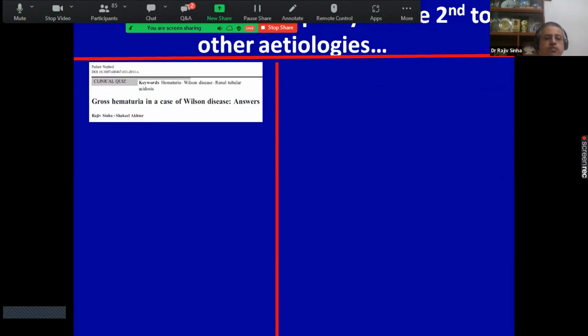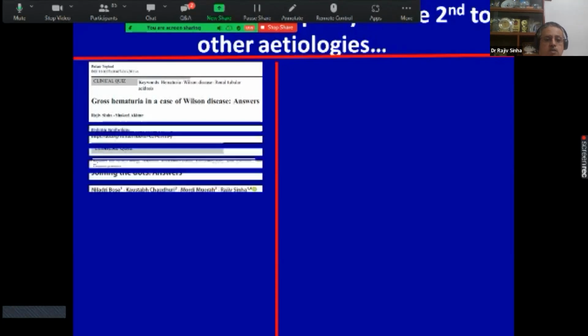So we have published this case of Wilson disease, who presented with gross hematuria, was referred to us with gross hematuria, found out to have hypercalciuria, and then the cause of the hypercalciuria was a distal RTA. And we already discussed before that Wilson can cause renal tubular acidosis.